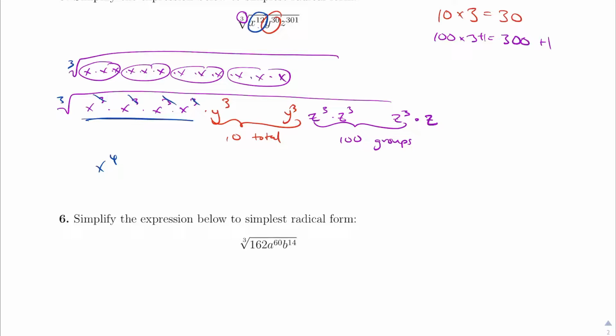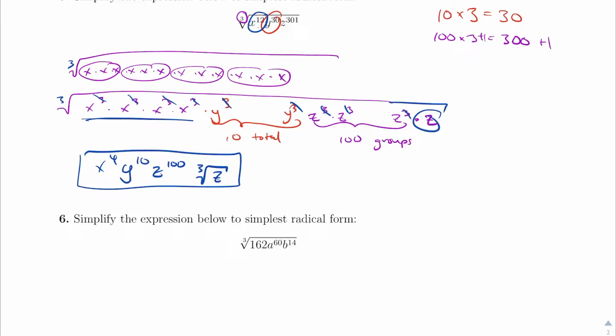So y to the 30th divided by 3, that gave us 10 groups, so we end up with y to the 10th because all the cubes cancel with the cube root. Z to the 3rd, we end up with 100 full groups, and all of those cubes cancel. And it leaves us with, inside of the cube root, that 1 extra z that had no partners to make a z cubed.